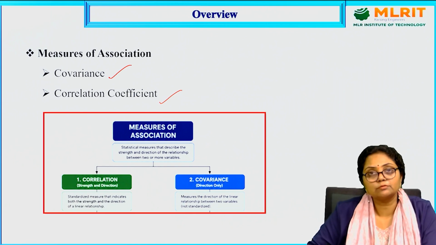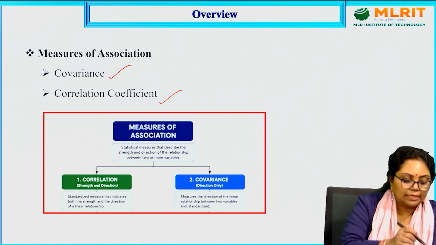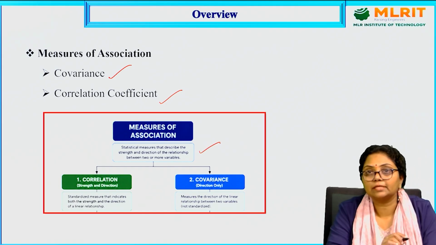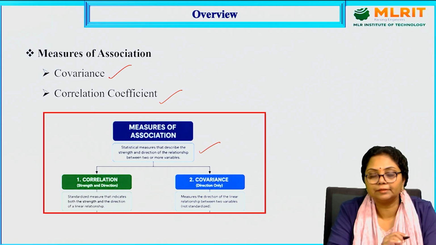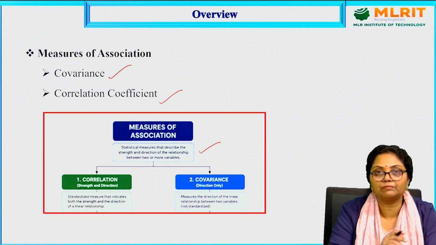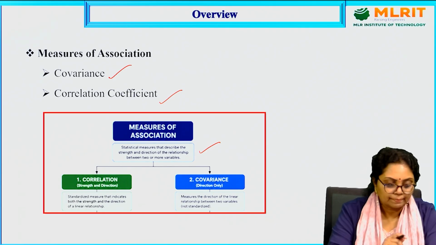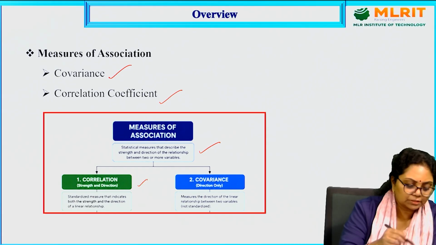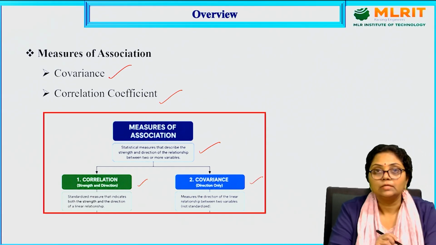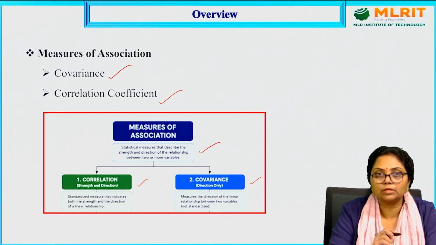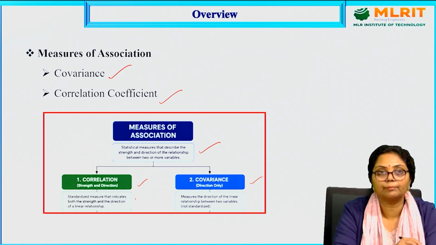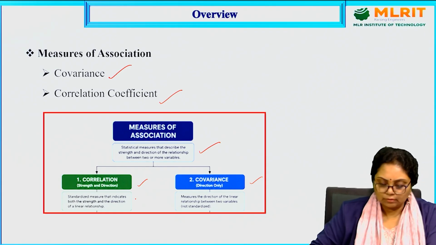So, what are measures of association? It is a statistical measure that describes the strength as well as the direction of the relationship between two or more variables. Here, again, we come across two things: one is correlation, the other is covariance. Covariance gives information only about the direction, whereas correlation gives information about the strength as well as the direction.